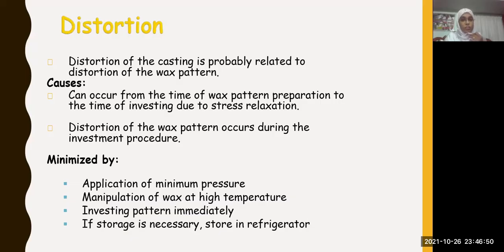So first is distortion. So distortion mainly occurs because of the distortion of the wax pattern. It can occur from the time of wax pattern preparation to the time of investing, mainly because of the stress relaxation from the wax. So distortion of wax pattern usually occurs during the investment procedure. So how you can minimize it is you have to apply as minimum pressure over the pattern as possible, and you have to manipulate the wax at a high temperature, and you have to immediately invest it. And if you're not able to invest the wax pattern immediately, you have to at least store it in a refrigerator.